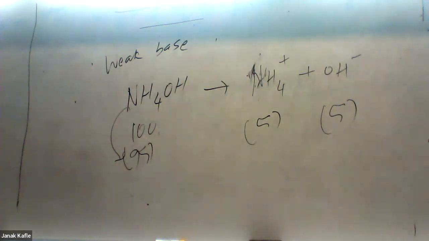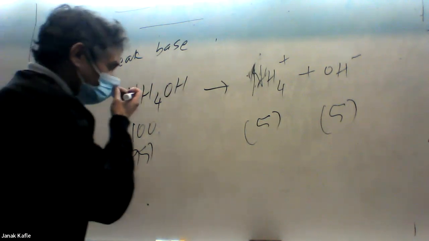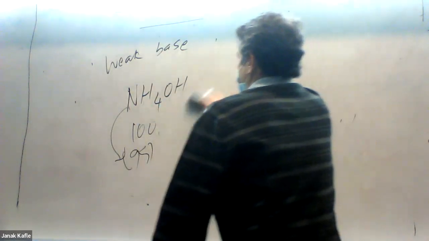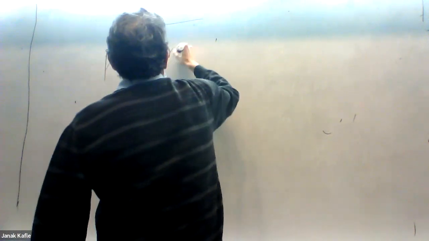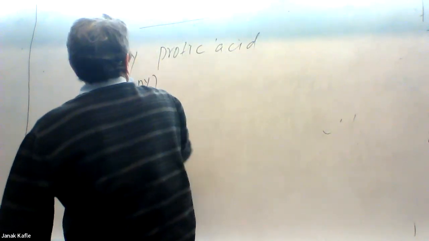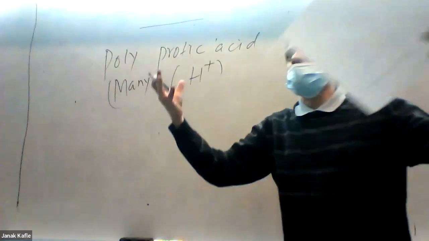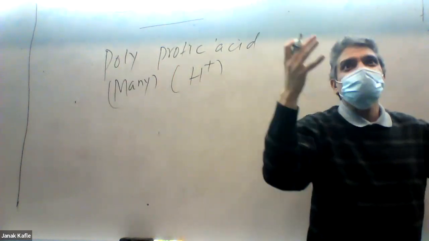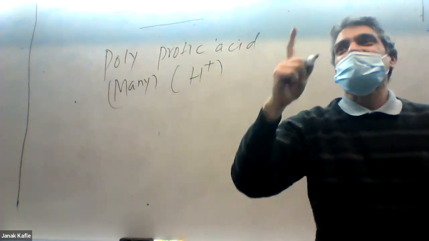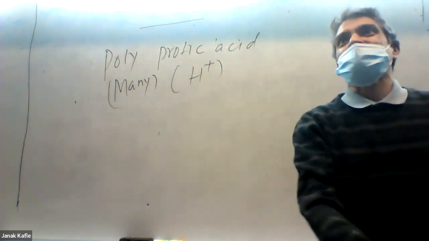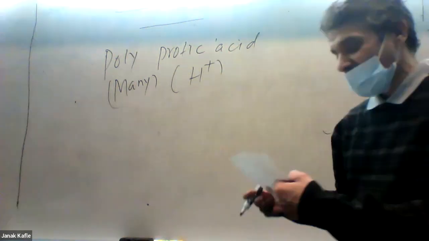Like that, strong acid and weak acid. We talked about this one, strong base and weak base. We talked about this one. Now I'm going to talk about polyprotic acid. Poly means many. Protic means H plus. Many H plus acid. So one acid has many H plus. So if you throw the acid in water, one molecule of that acid gives many protons, many H plus in the water. Make sense? So this kind of acid is called polyprotic acid.